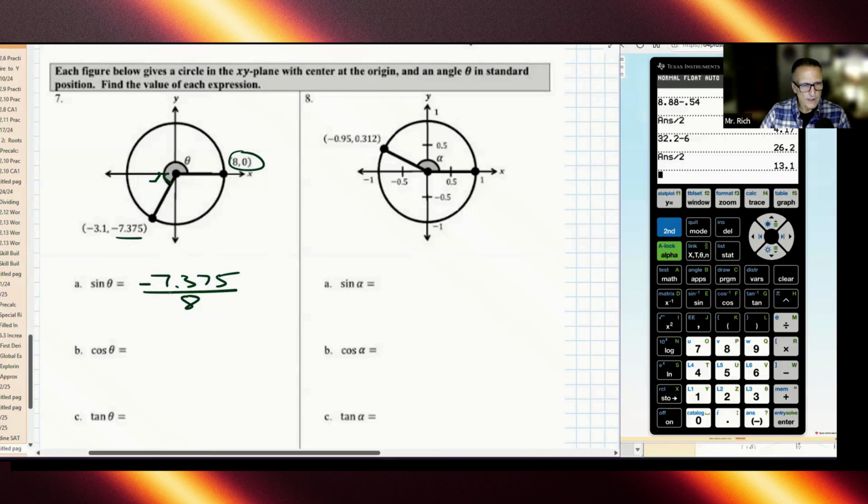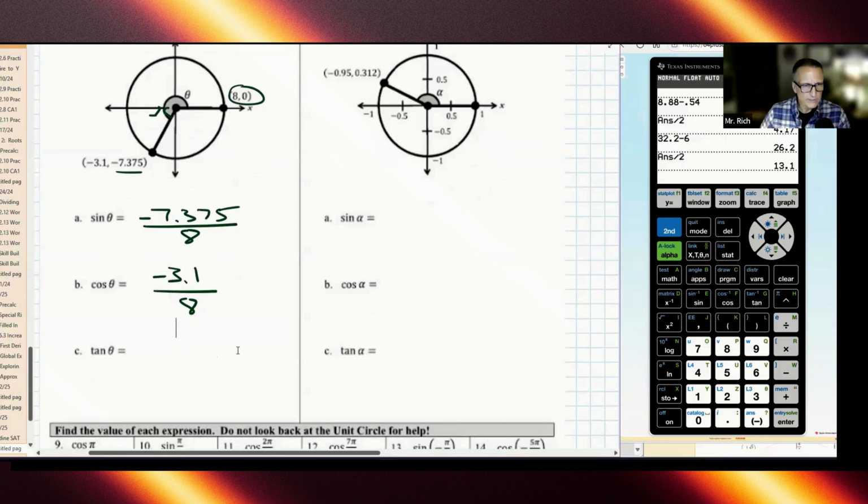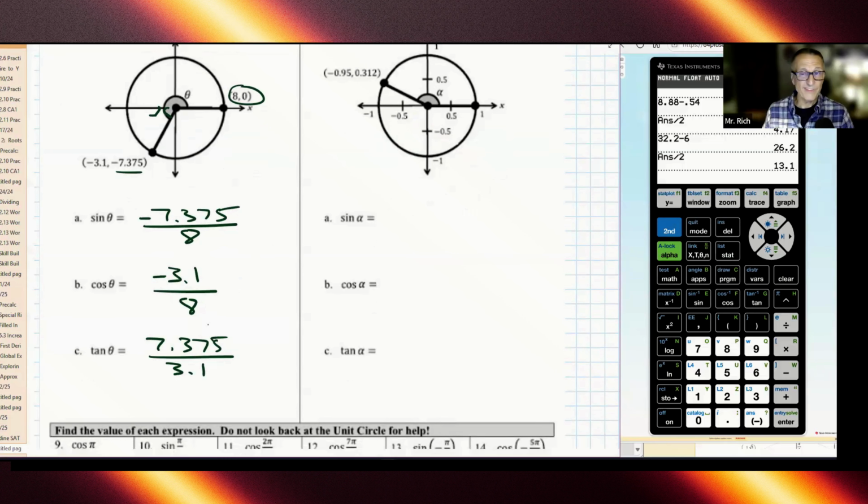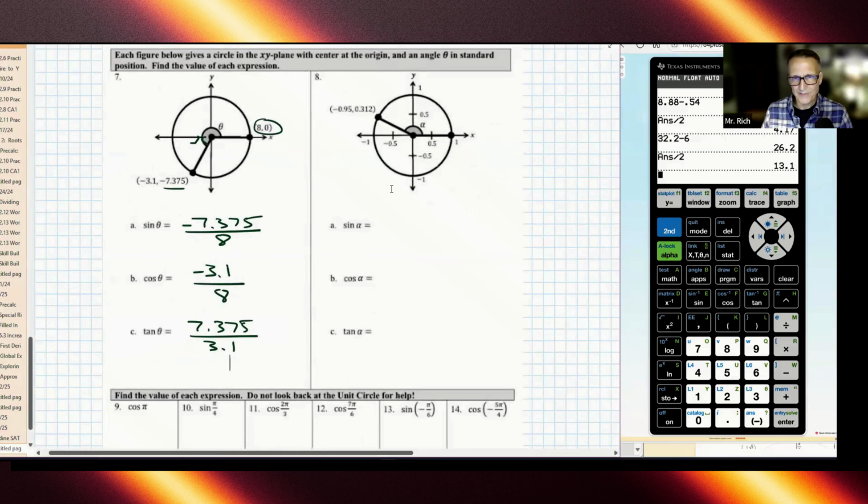Cosine is going to be the x coordinate, right? Because that would be the adjacent side, while the radius right here is the hypotenuse, and therefore the cosine of that angle is going to be negative 3.1 over 8, and tangent is y over x, which would be a positive 7.375 over 3.1, like that. There are two negatives and they will cancel each other out. So that's kind of all it is to that, and very similarly you could do number 8 right there.